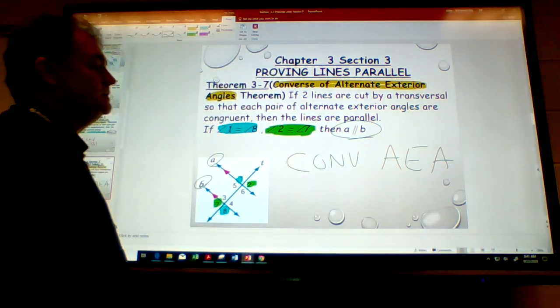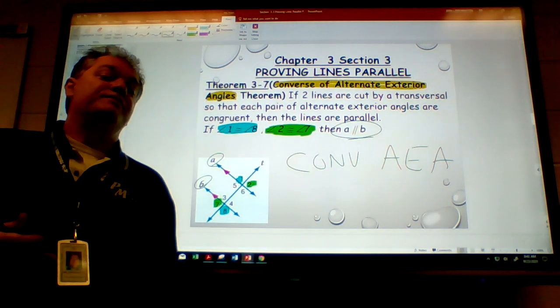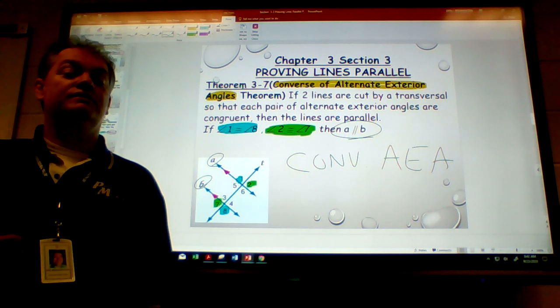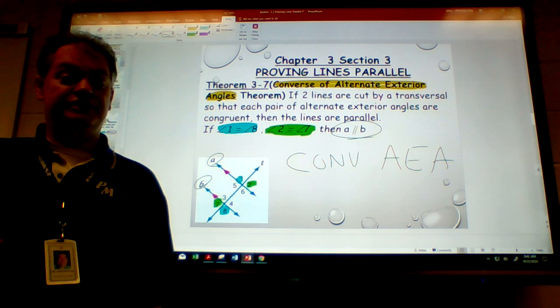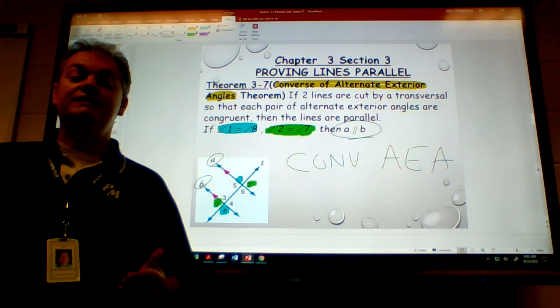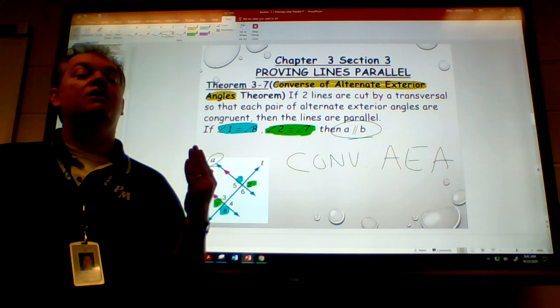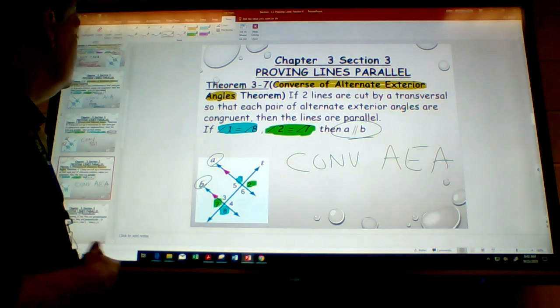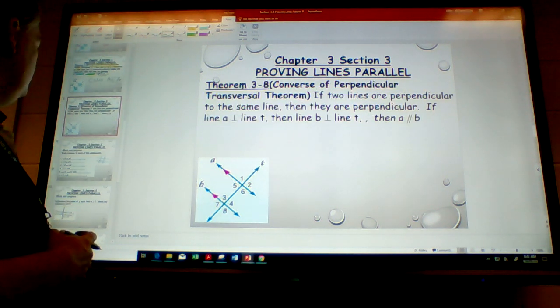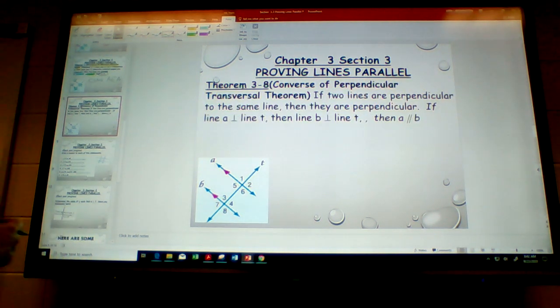All right. So like I said before, we were given that the lines are parallel. Then we could prove that the angles were congruent or supplementary depending on the relationship. Now we're going backwards. We're saying if the angles are, in this case, congruent, then that means that the lines are parallel. All right. Now, I'm going to throw one more thing your way, and then we're going to do some example problems.